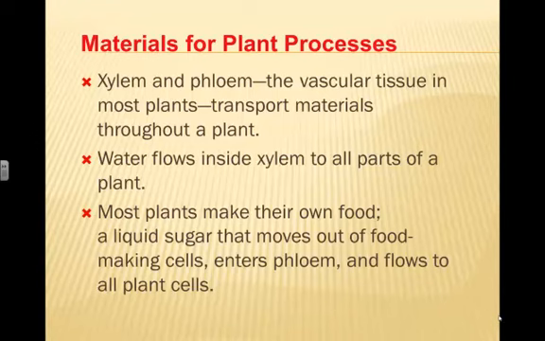So water is flowing inside the xylem to all parts of the plant because the main function of the root is to absorb the water, but then it has to be taken to all the parts. Most plants have the ability to make their own food, and that's through the process of photosynthesis. And they're making a liquid sugar, and that is sugar dissolved in water, and it's glucose. And it's going to move out of the food-making cells, which are on the leaves or any green part of the plant. It's going to go into the phloem, and then it's going to be distributed. That's why it's like our circulatory system. It's going to circulate through the phloem to all the plant cells. So it's going to be going down.